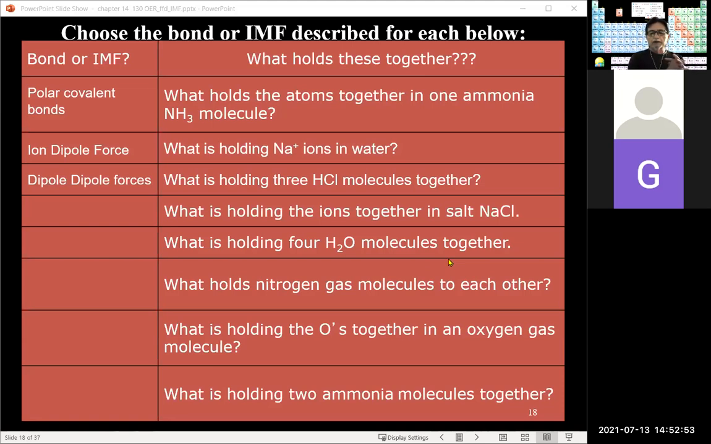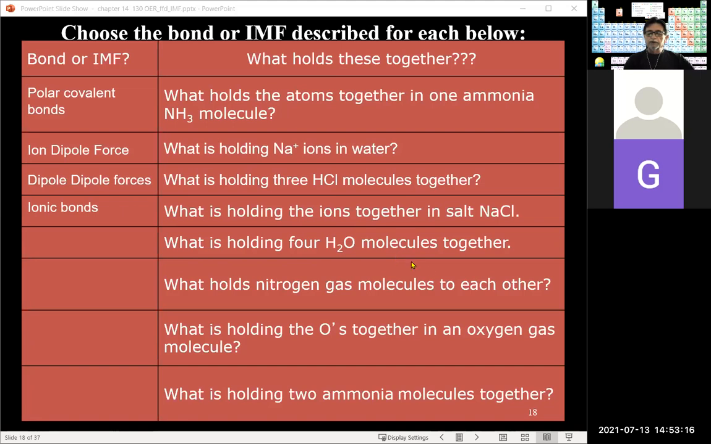What is holding the ions together in salt, sodium chloride? No water involved here. No aqueous system. You're just talking about salt, so I have to assume they're talking about solid material. Therefore, that's simply an ionic bond, with the sodium and the chloride.